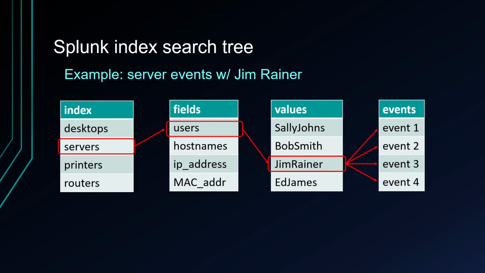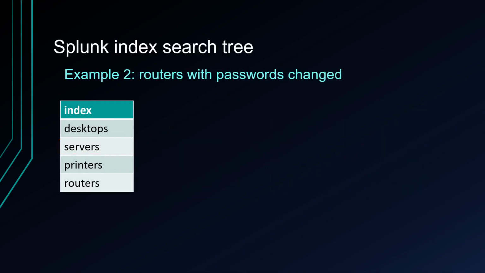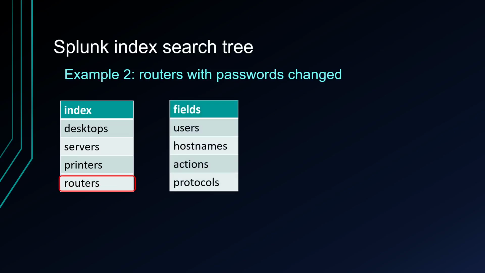Now Splunk gives us 4 different events involving the user Jim Raynor. So let's look at another example. Again, 4 different indexes: desktops, servers, printers, routers. We're looking for routers with passwords that have changed. So we're going to select index equals routers.